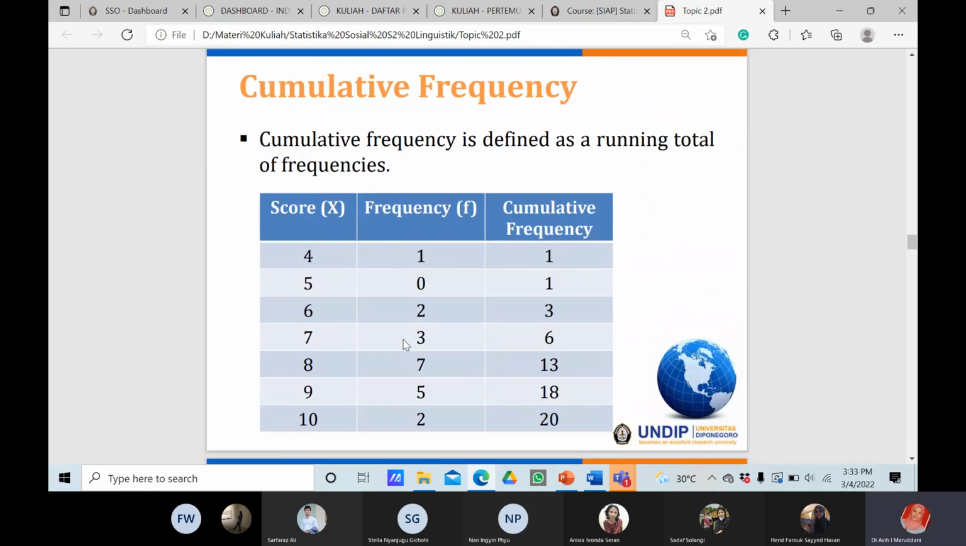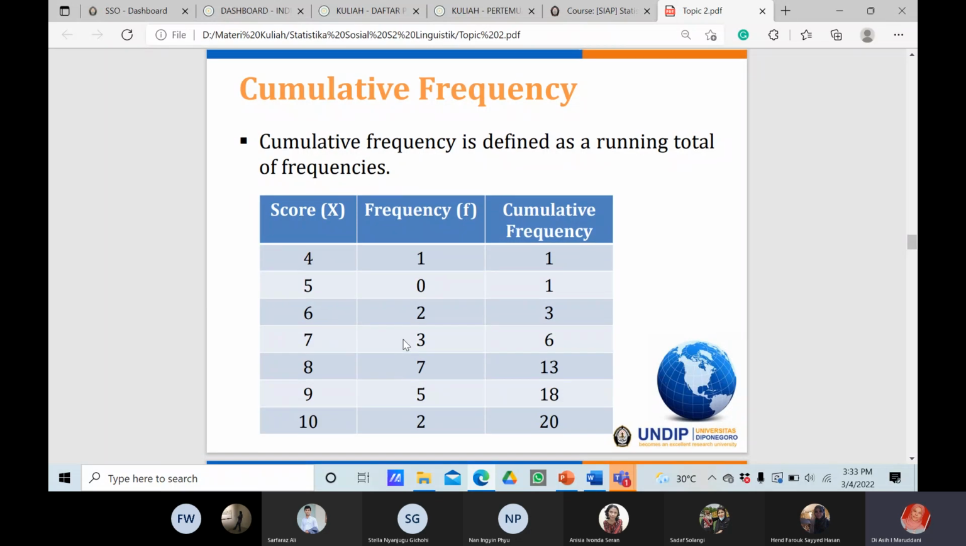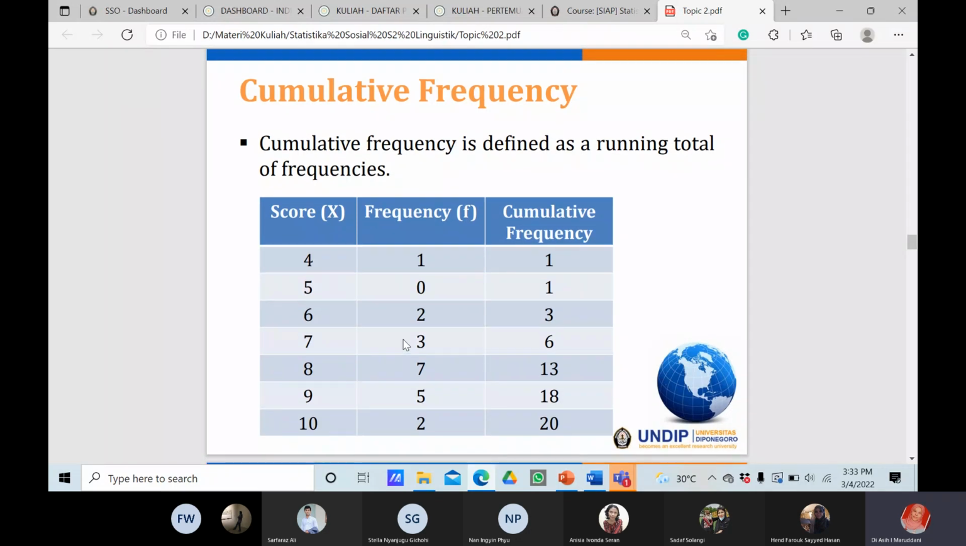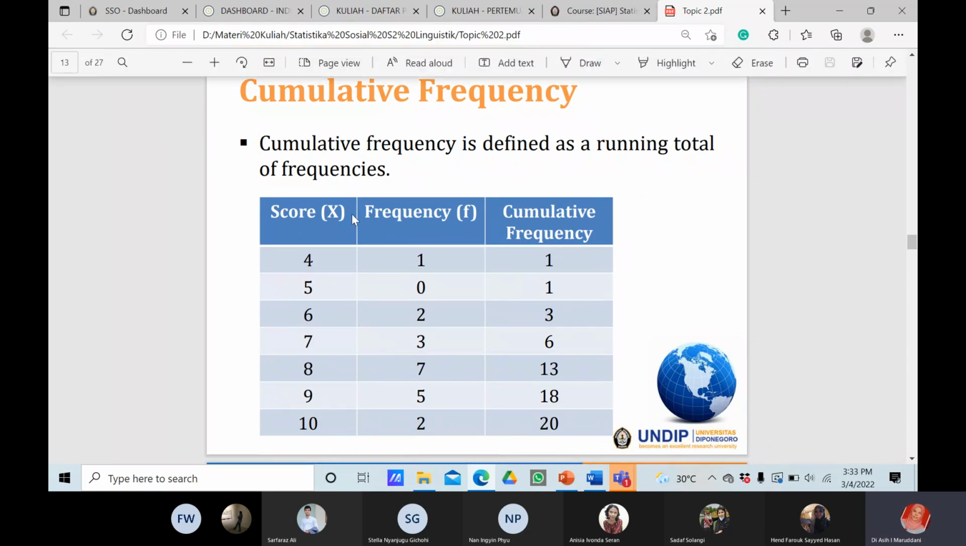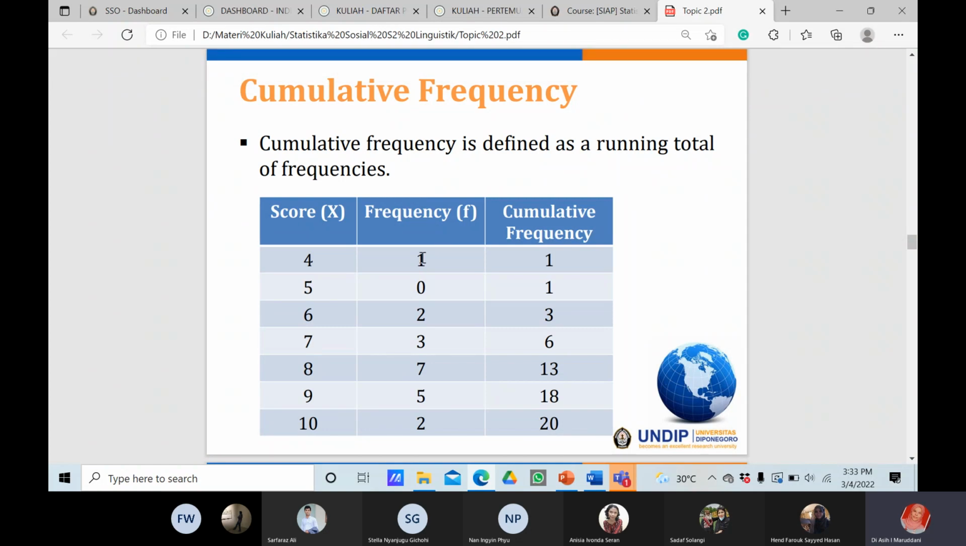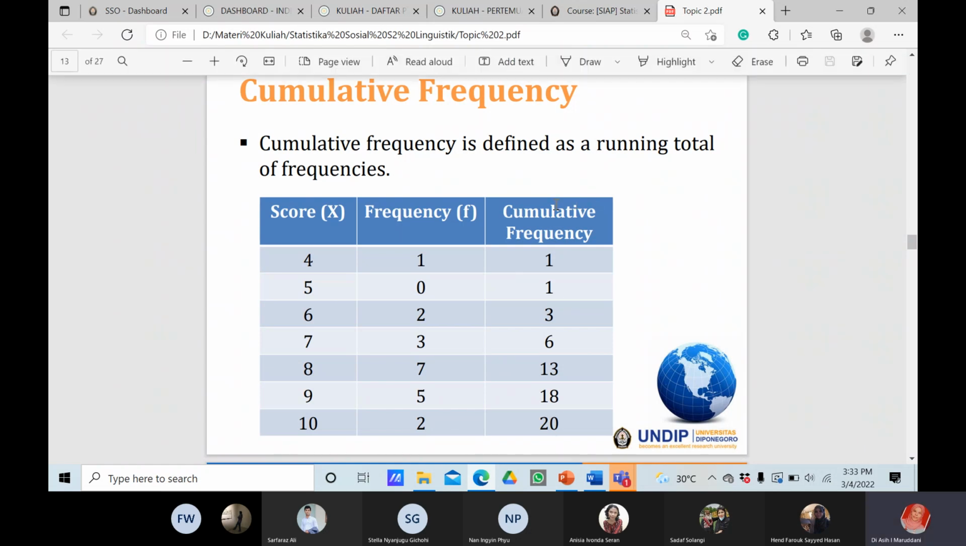The second table is called cumulative frequency. Cumulative frequency is defined as a running total of frequencies. The first column and the second column are just like I said before, and we have to add a column at the right of the table for cumulative frequency.